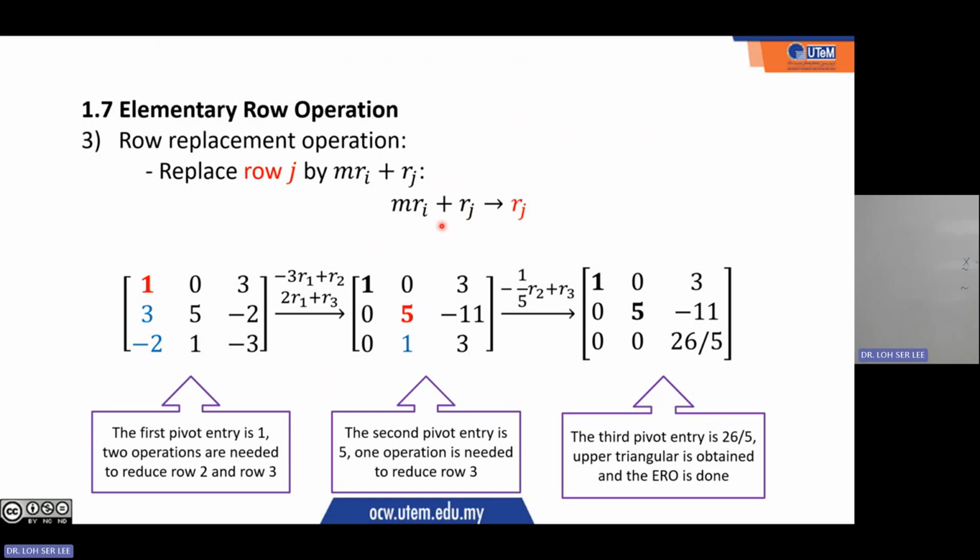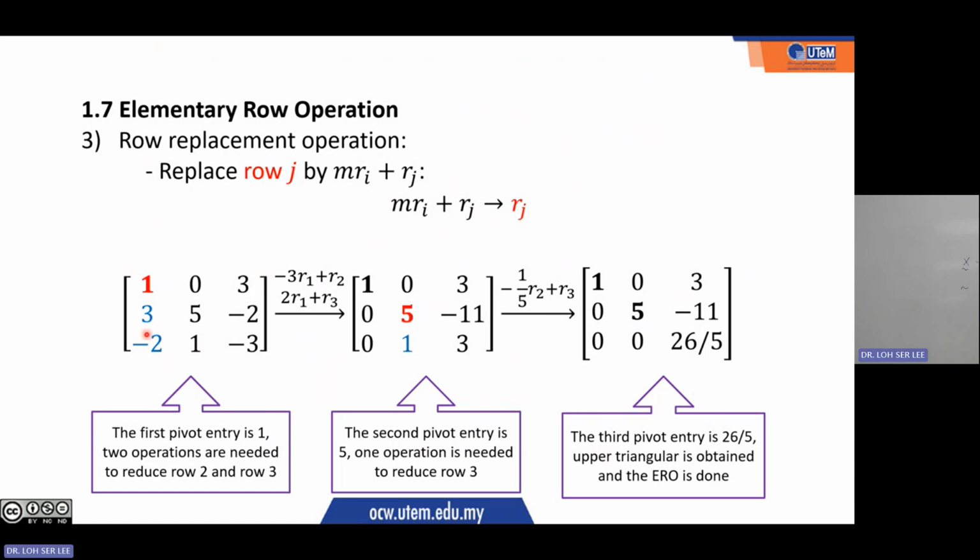And this symbol will always be plus. No minus, it will always be plus, no matter what you used before. Maybe some of you learned R_I minus a constant multiplied to R_J or whatever. Now I want you to follow this one, M R_I plus R_J. This is always a plus, and row J is the one that will be changed in the next matrix. Strictly follow this one.